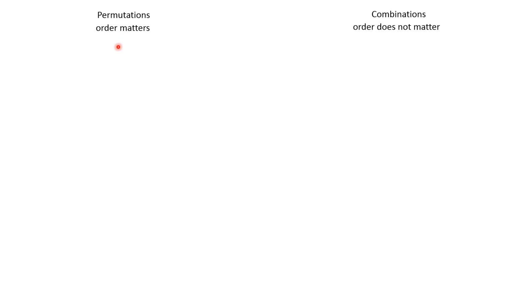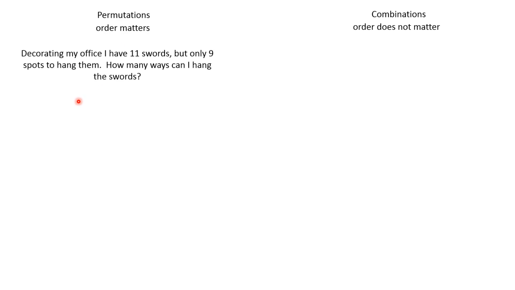So in a permutation, we're going to do our problem. The problem: I built a house a couple years ago. Well, I didn't build the house. I had other people build the house for me. If I built the house, I would probably still be working on it and it would be falling down.